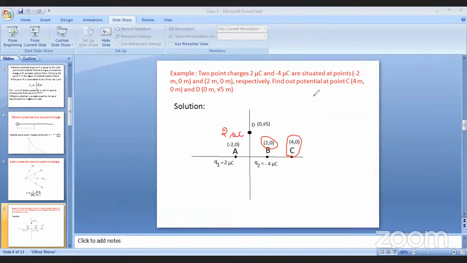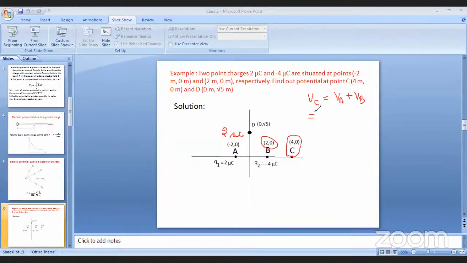Whenever you have to find the electric potential due to an assembly of charges, you have to go for the superposition principle. So VC equal to VA plus VB. That means the electric potential due to the charge at point A and the electric potential due to the charge at point B. You have to find both the potentials and go for summation. Here at the point A you have 2 microcoulomb.